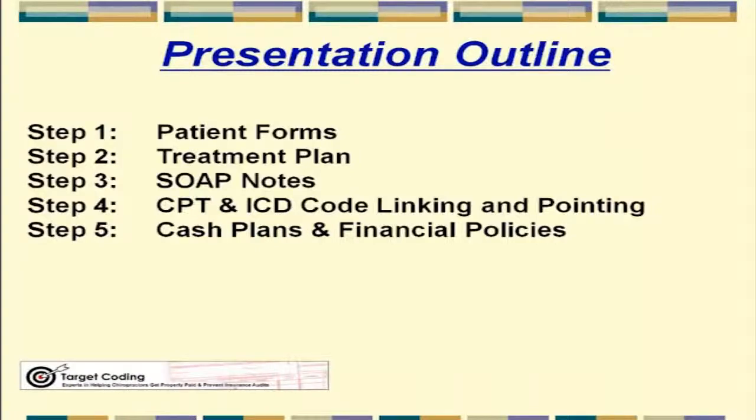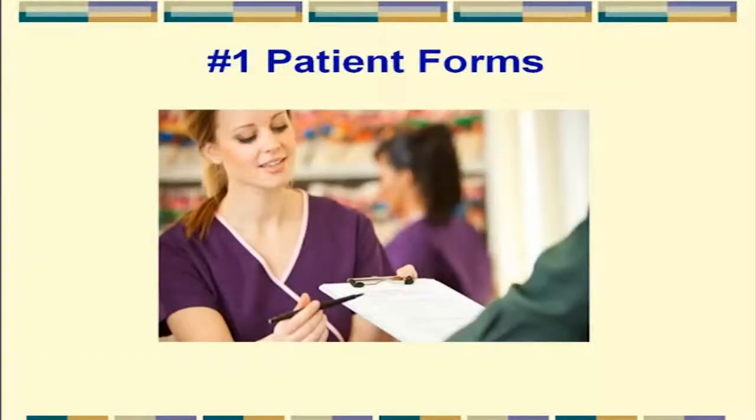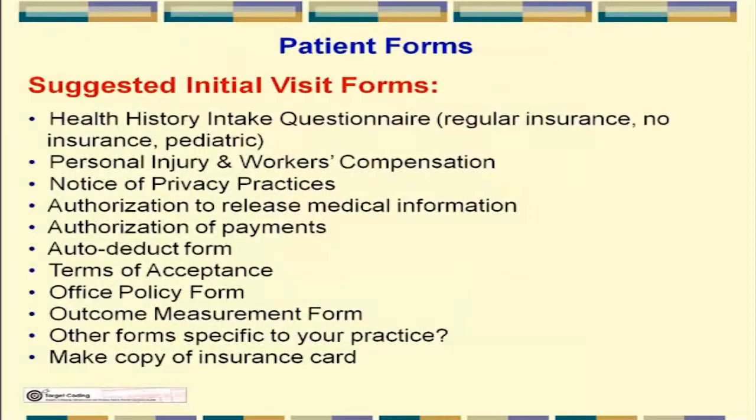Step 1, patient forms. Step 2, treatment plan. Step 3, SOAP notes. Step 4, CPT and diagnosis code linking and pointing. And step 5, cash plans and financial needs. So let's begin with step 1, patient forms.